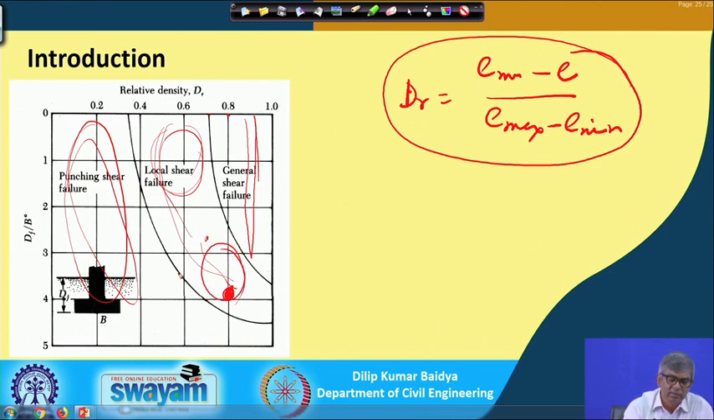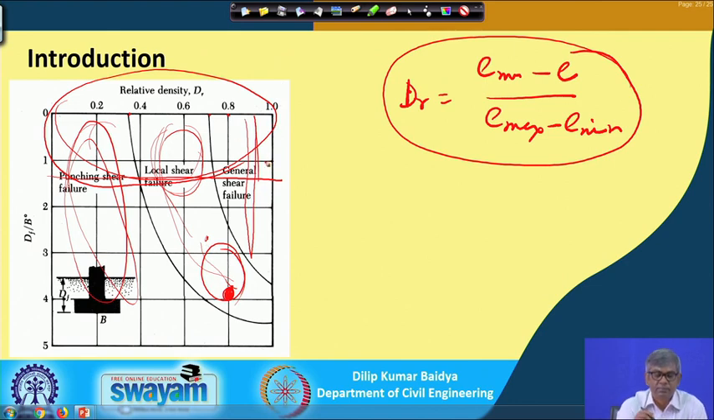Okay. So, otherwise you can see the relative density up to this means it is all punching shear, and from here to here it is local shear, and if it is a shallow depth, most of the time your shallow foundation has Df by B of 1 or in between. So, when relative density is less than 35, you will have punching shear. If relative density is 35 to 70, you will have local shear, and above that up to 100% you will have general shear failure.